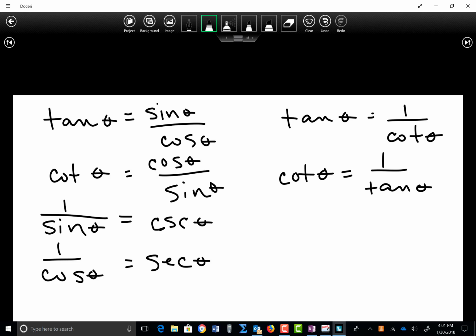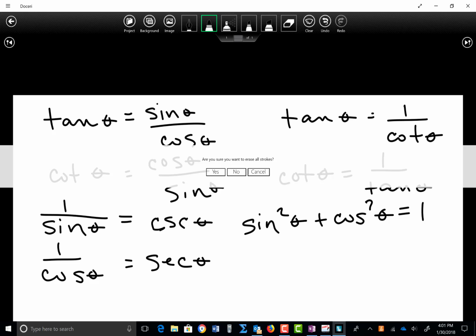We also touched on the Pythagorean identity, so that's sine squared plus cosine squared is equal to 1. And there will be others as we go, but for now, let's just touch on some of those basics. So let's just look at a problem so you can see what we're doing.